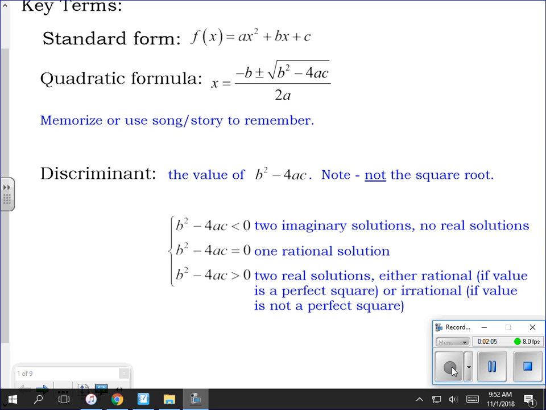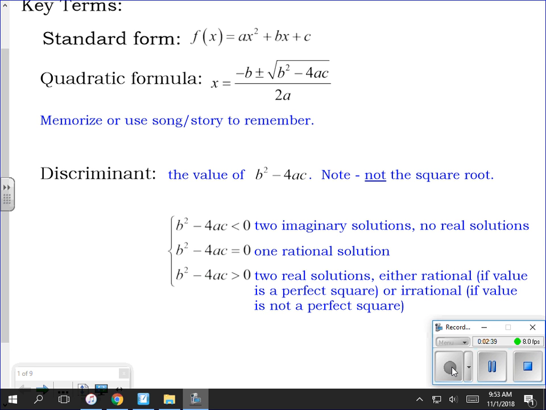Okay. Now the discriminant is part of the quadratic formula. It's the portion that is underneath the square root, but does not include the square root. And the discriminant does not actually solve the problem. What the discriminant does is tell us how many and what kind of solutions we have. That's all the discriminant does. The discriminant says, I have so many answers of what kind.